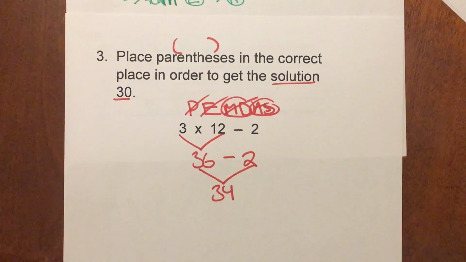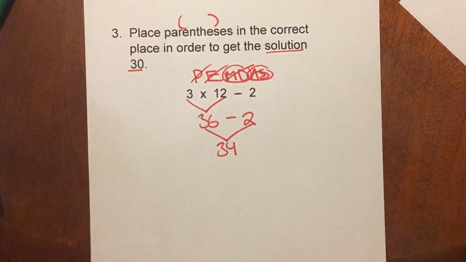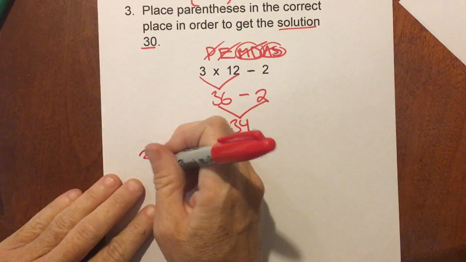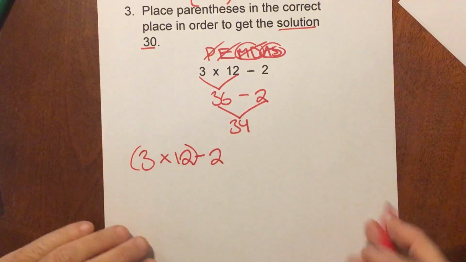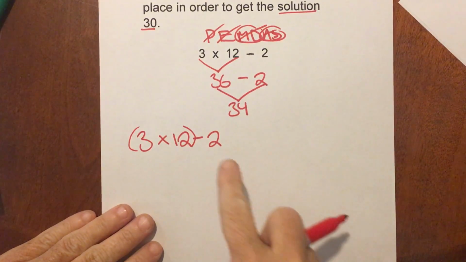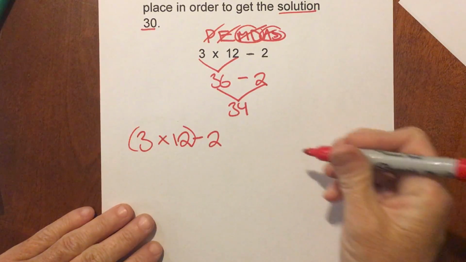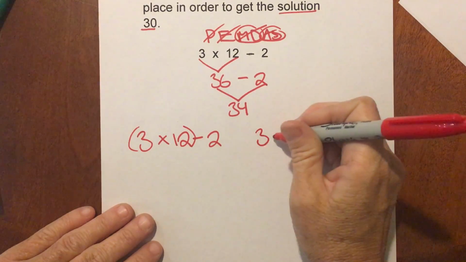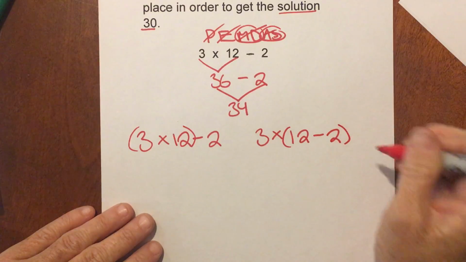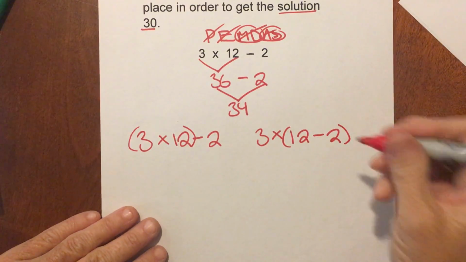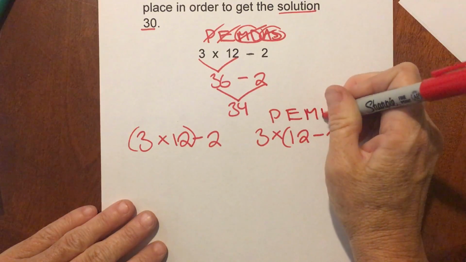Well, how am I going to tell someone not to do that first? If I put the parentheses around that, that's not going to help because when they solve it, they're still going to do this part first. So what if I put the parentheses here? Let's try solving that and see if I'm able to find that solution of 30.